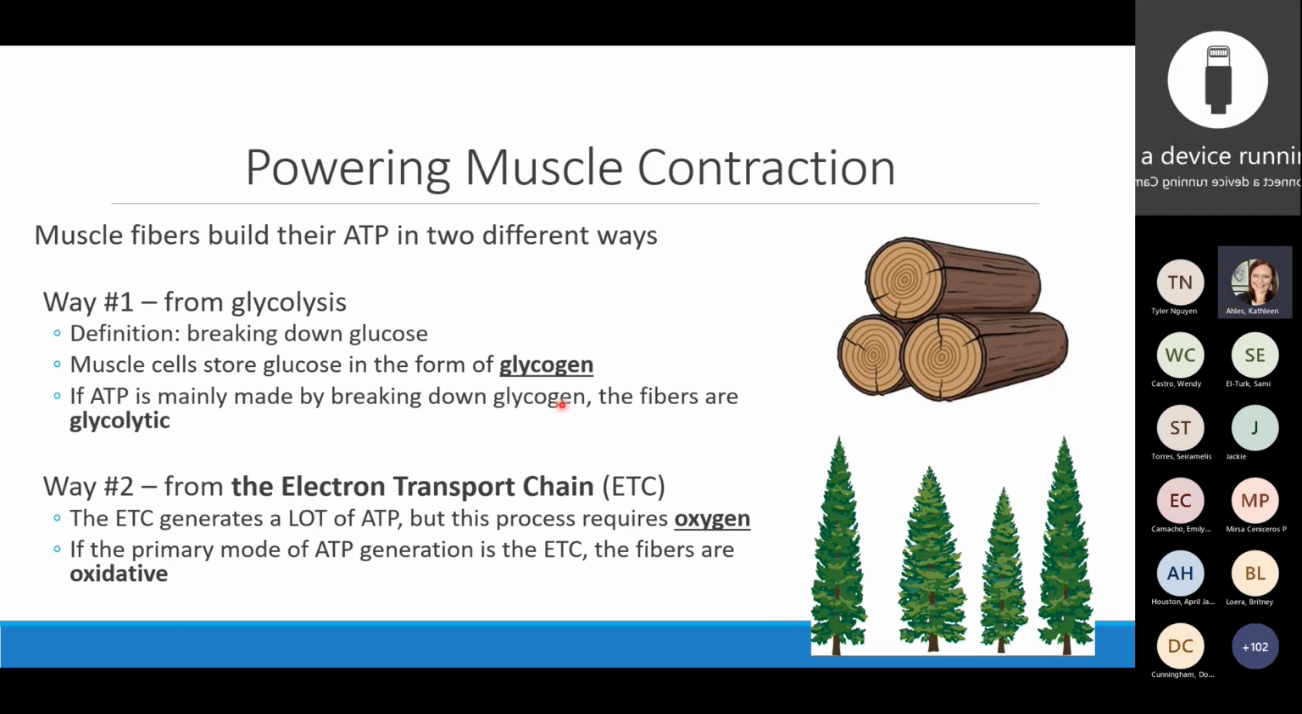So when we talk about our muscle fibers, if they can use the electron transport chain, they're oxidative. If they can only use glycolysis, they're glycolytic. Remember though, glycolytic, we've already got stored energy. We just have to get to it fast. It takes me a little bit longer to do the electron transport chain, but in the end, I get a lot more ATP back from it.